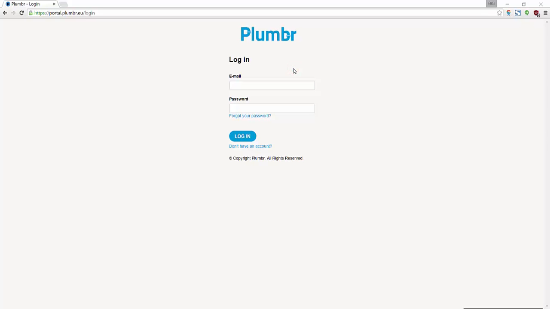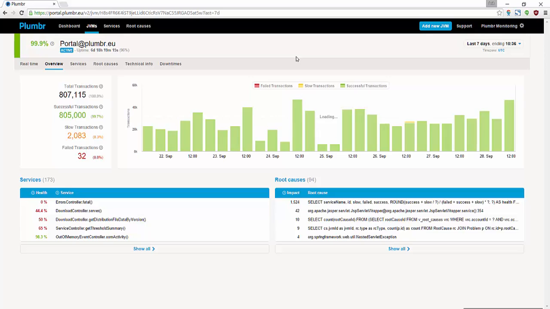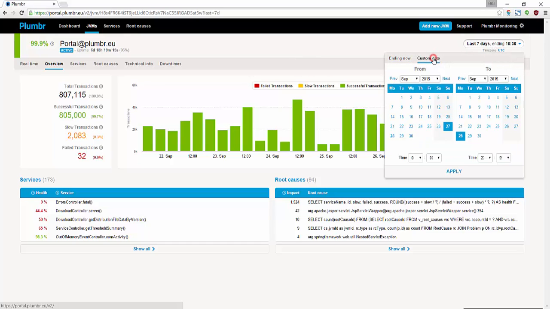Let me demonstrate the value and use cases of Plumbr by logging into our own account that we use to monitor Plumbr itself. After logging in, we will get a quick overview of our application's performance in the selected time frame. As you can see, the application mostly behaved well last week, except for a small time period on September 26. Let me show you now how we used Plumbr to detect that performance problem.